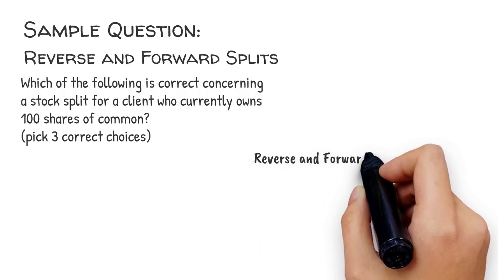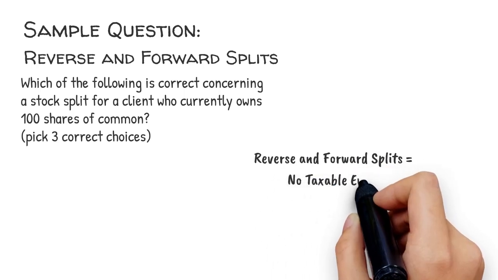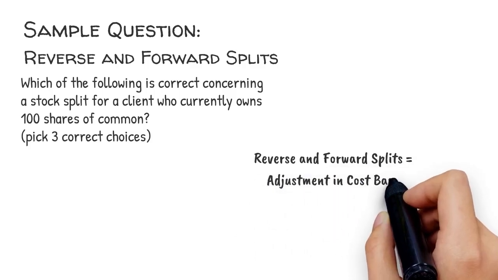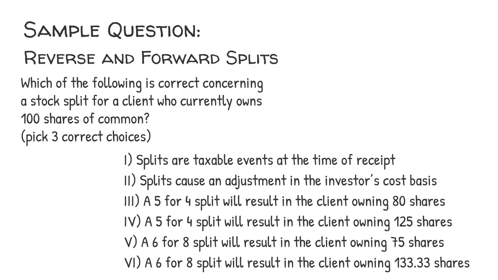Reverse splits or forward splits do not create a taxable event. What they do create is an adjustment in the investor's cost basis, which is a fancy way of saying they have to adjust their tax records. But it's not taxable at the time of occurrence. So we can get rid of 1, throw that out. Choice 2 is a keeper. Again, we're going to look for 3 correct choices. So 1's out, 2's in.